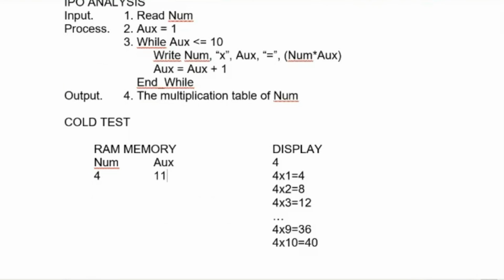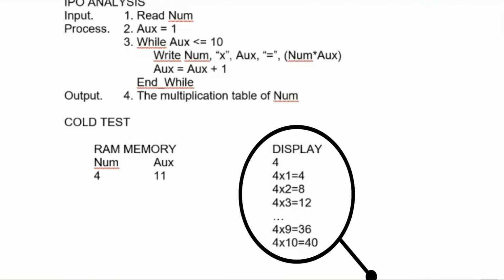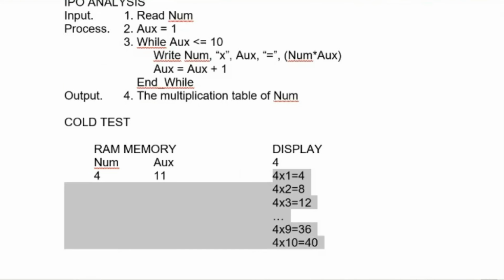ends. What is the result? The output, you can see, is the multiplication table of num. Did you reach the objective? Yes, of course, you reached the objective.